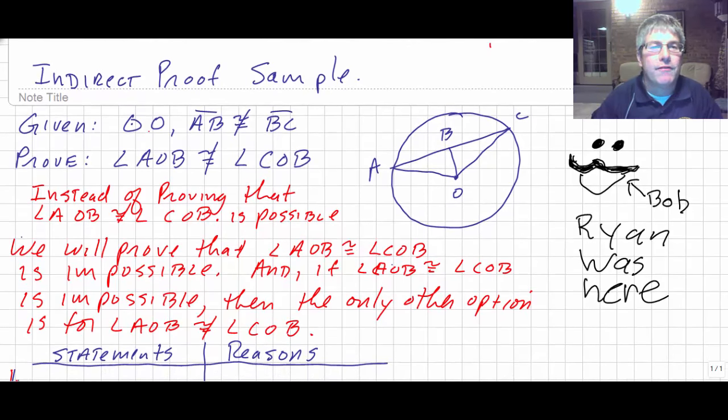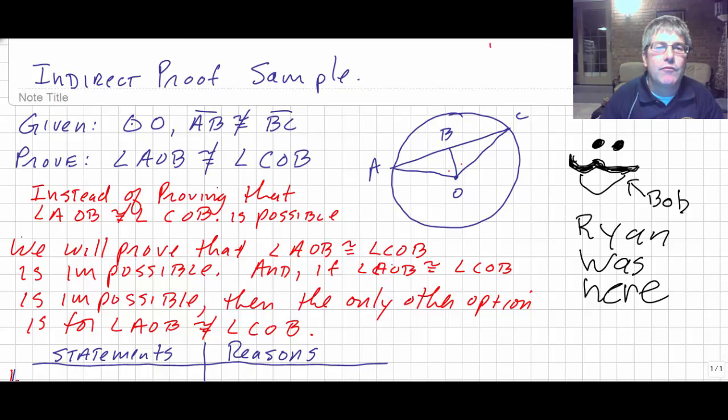So our proof, we're given circle O, and we're given that AB is not congruent to BC. And we're trying to prove that angle AOB is not congruent to angle COB. So we want to prove that these two angles here are not congruent. You'll see quite often in indirect proofs these not perpendicular, not congruent statements, so then you kind of know that this is going to be an indirect proof problem.